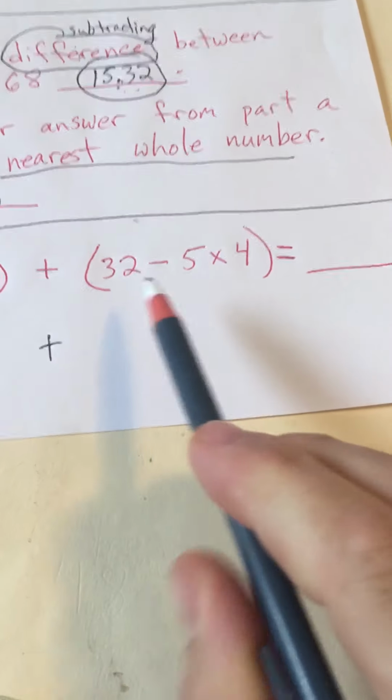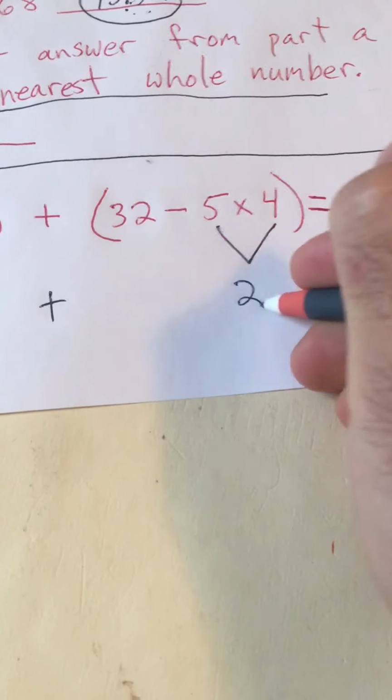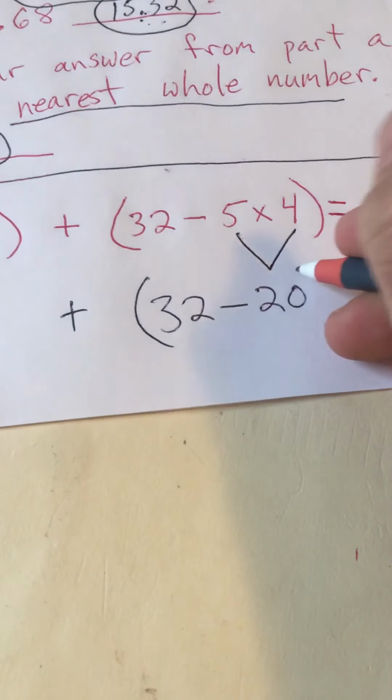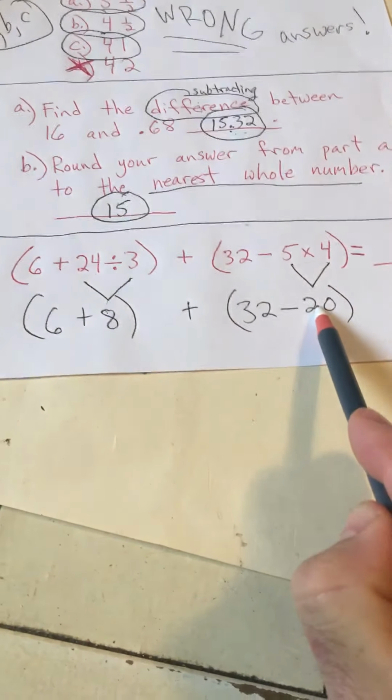plus, let's do this side. 32 minus 5, that's subtraction. We're not doing that yet. We're going to do the multiplication here first. 5 times 4 is 20. So for this side, we have to do 32 minus 20. All we did so far is the division here and the multiplication here.